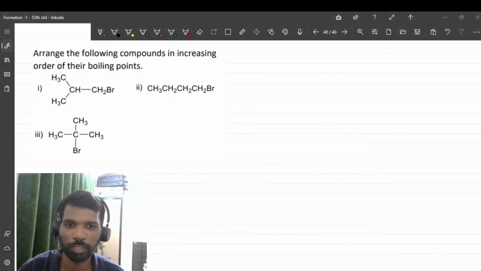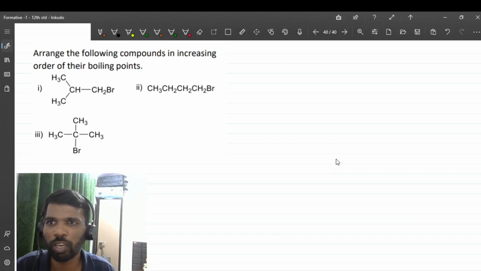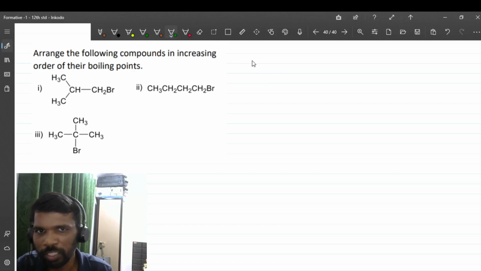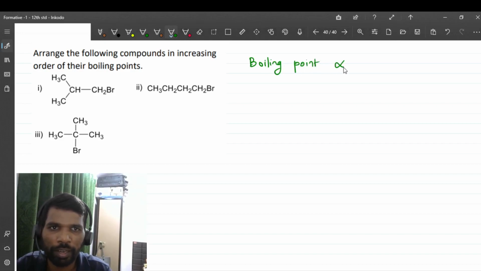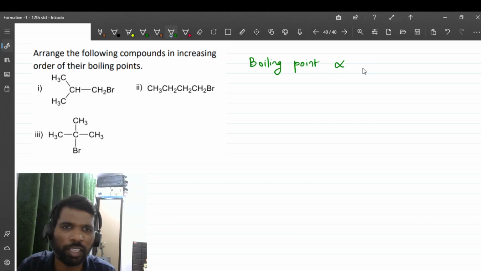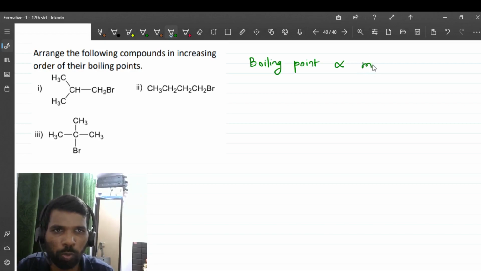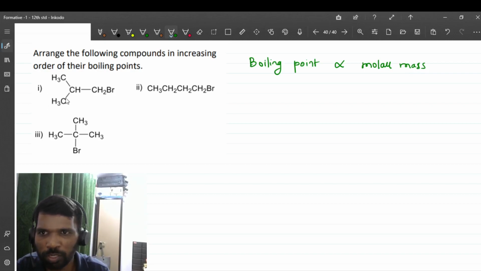Okay. Next question. Arrange the following compounds in the increasing order of their boiling points. Increasing order of the boiling point. See, boiling point. Many factors are there, hydrogen bond, this, that, then many factors are there. But boiling point in this case we can say is directly proportional to molar mass. And since these are isomers, molar mass will be same.